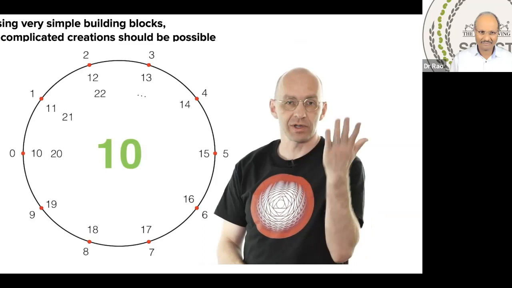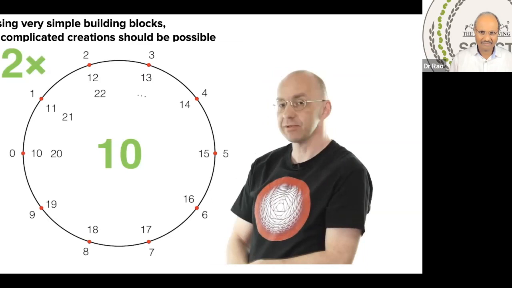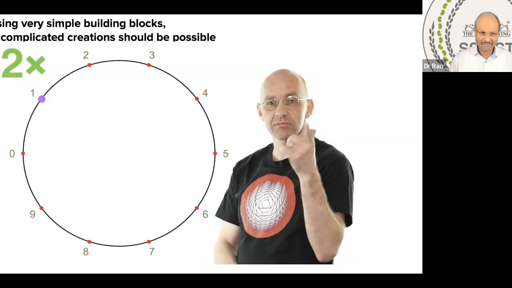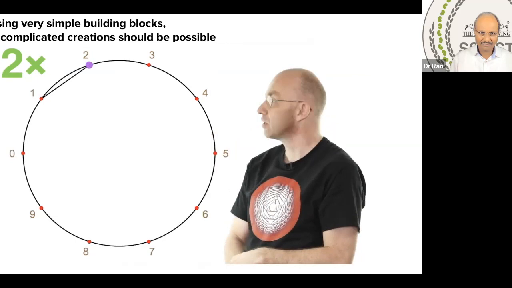Okay? And now we're going to do the 2 times table. And we'll start with 0. So 2 times 0 is 0, so same thing, we don't do anything. Okay, 2 times 1 is 2, so we connect the 1 to the 2. Then 2 times 2 is 4. Okay, so we do this, and we keep on going, pretty obvious.